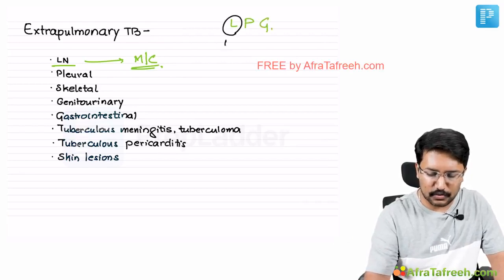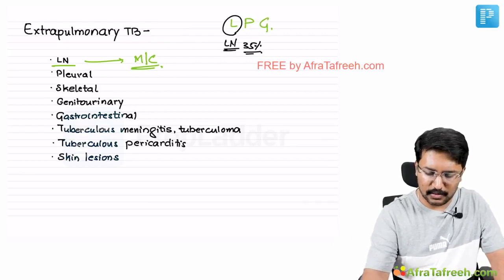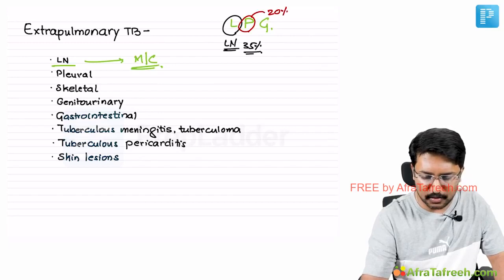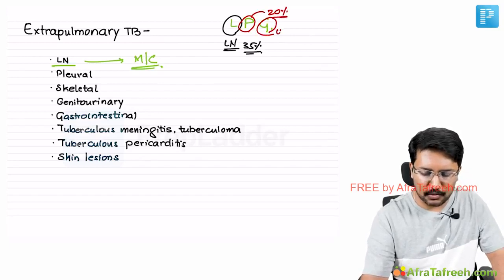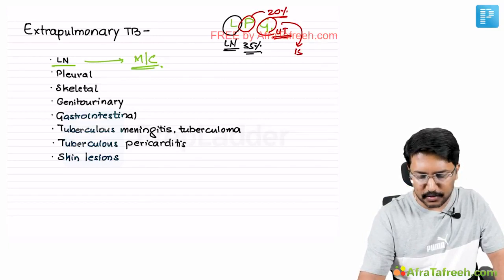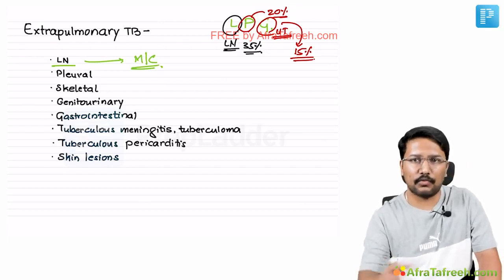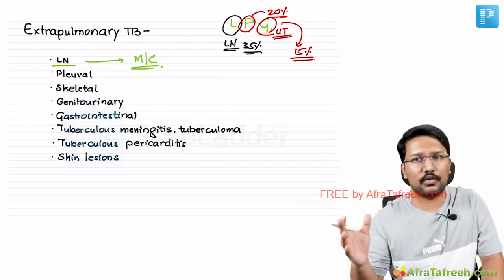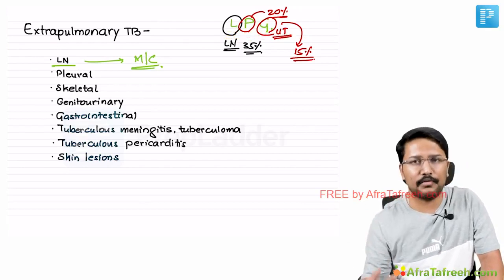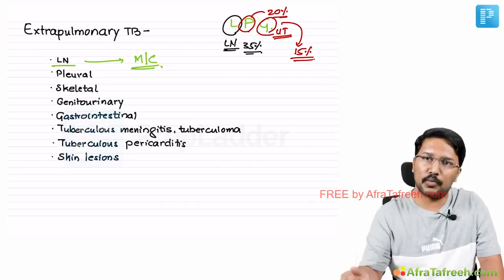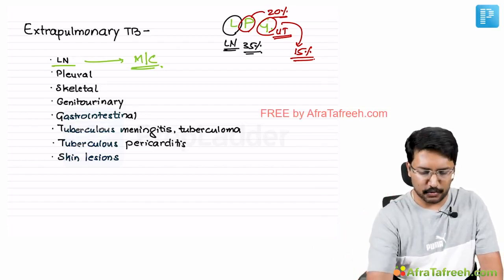So lymph node is the most common, seen in around 35% of the patients with tuberculosis, followed by pleural, seen in around 20% of the patients, then followed by the genitourinary tract, seen in around 15% of patients, followed by the skeletal system, followed by meninges, followed by peritoneum and the GIT, followed by pericardium, right? So this is the decreasing order of extrapulmonary site involvement in patients with tuberculosis.